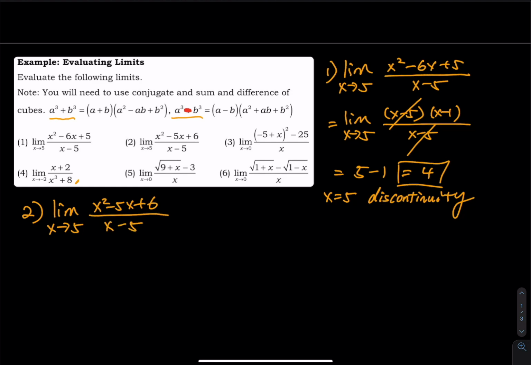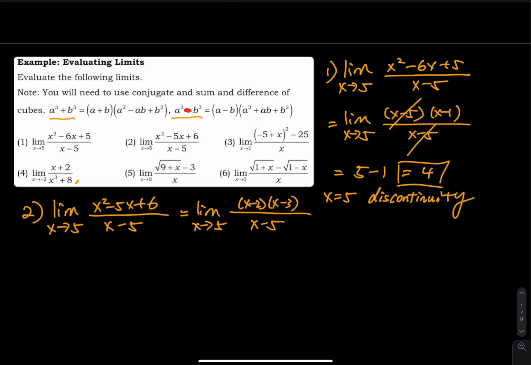Yes, we factor because x equals 5 is an enemy. So the limit as x approaches 5, factor the top, you have x minus 2 and x minus 3 divided by x minus 5. Boom, nothing can be simplified. What do we do? Direct plug-in, not working. Algebra, yes, I can do some algebra, but I cannot plug in. So it looks like I am not going to get an answer. By the way, you cannot have a 0 in the denominator.